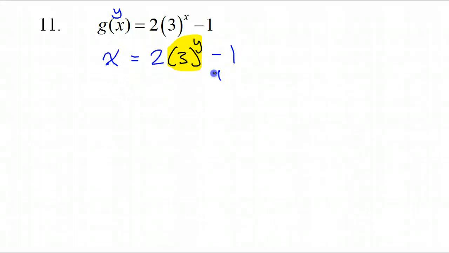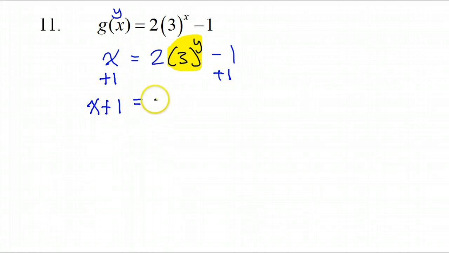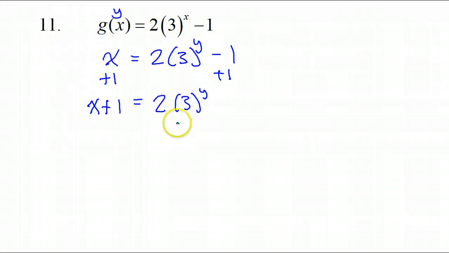Yeah, I'm definitely going to add 1 first and divide by 2 later. Okay, so if you said something else, change your brain. So I have x plus 1 is equal to 2 times 3 to the y power. Okay, fine and dandy. Then I will divide by 2.